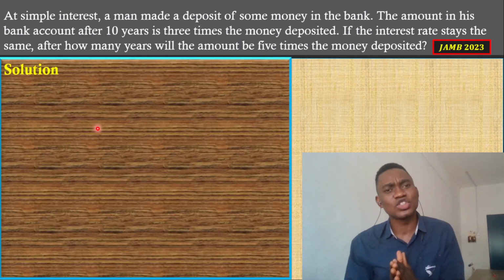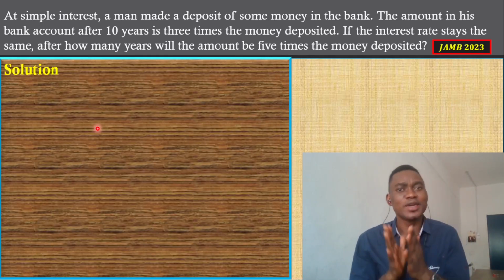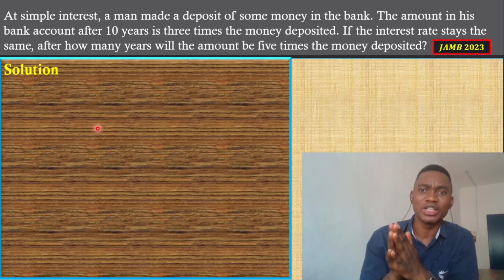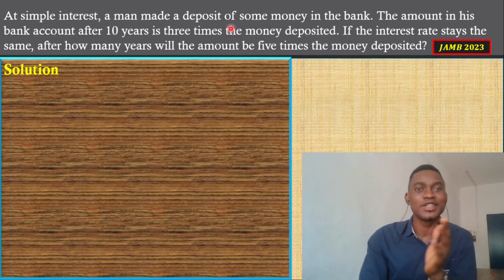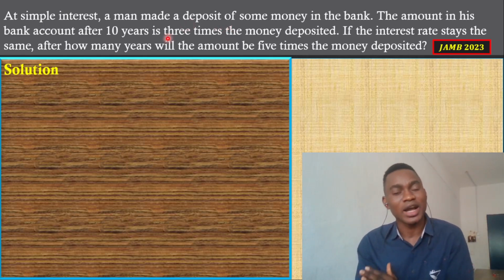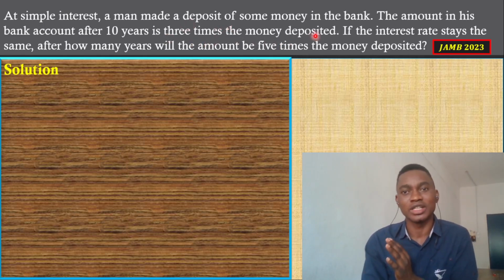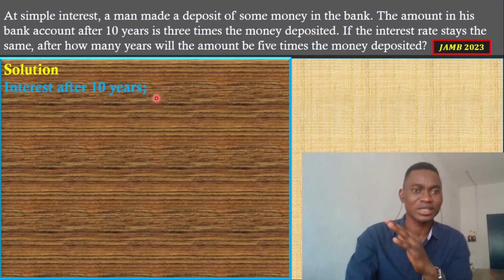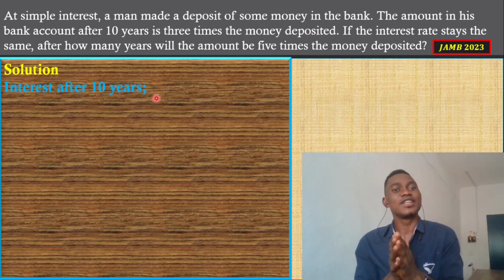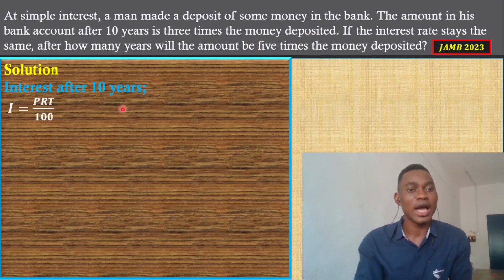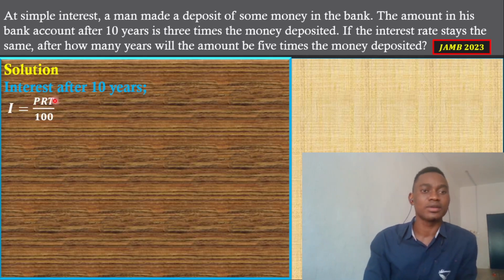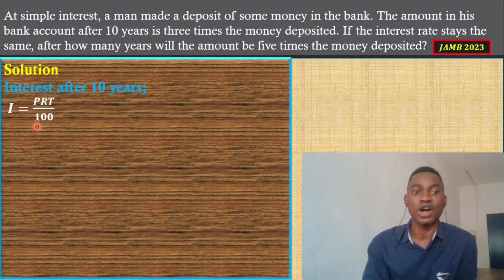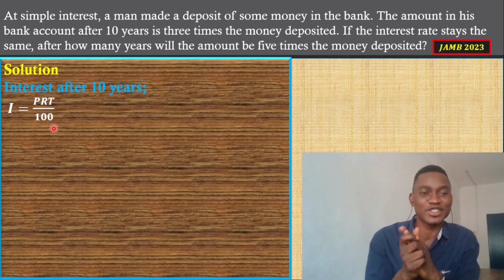This question makes us understand that a man deposited a sum of money in his bank, and after 10 years, the amount in his bank account is three times the money he deposited. So let us first of all look at his interest after 10 years. His interest after 10 years is what? I equals PRT all over 100. That is, interest is equal to principal times rate times time all over 100. This is the simple interest formula.